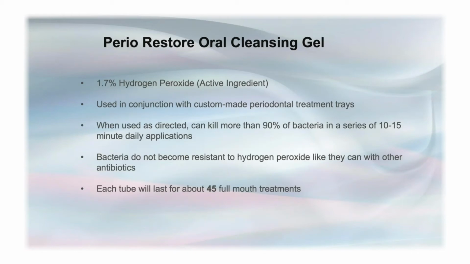In Perio Restore Oral Cleansing Gel, the active ingredient is 1.7% hydrogen peroxide. We use it with custom-made trays. When used as directed, it can kill more than 90% of bacteria in a series of 10 to 15 minutes. And you'll decide which way you want your patients to go. Some of my patients use it once a day for 10 minutes. Some use it once a day for 15. Some use it twice a day for 15. Some use it 3 times a day. It depends on what risk factor they're at.